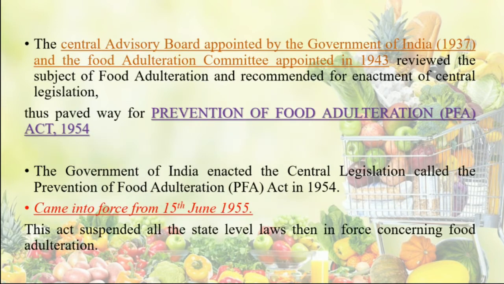So इन्हीं सारी problems को देखते हुए, इन्हीं सभी limitations को देखते हुए 1937 में एक कमेटी बनी थी, दैट वाज सेंट्रल एडवाइजरी बोर्ड अपॉइंटेड बाय गवर्नमेंट ऑफ इंडिया, और 1943 में भी एक बनी थी फूड अडल्ट्रेशन कमेटी. सो ये दो अलग अलग कमिटीज बनी थी डिफरेंट टाइम में. सो दे रिव्यूड द सिस्टम, उन्होंने अपनी तरफ से पूरा सिस्टम रिव्यू किया एंड देन दे सबमिटेड देयर रिपोर्ट एंड रिकमेंडेशन टू द सेंट्रल गवर्नमेंट.